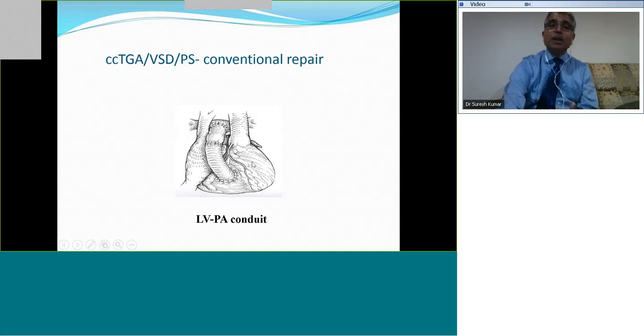And this is the physiological repair for CCTGA VSD PS. This is the right-sided ventricle. You have just put a conduit from there to the pulmonary artery, as you would do in a routine TGA VSD PS. The surgery is simpler, but it has left behind the systemic ventricle as the right ventricle.